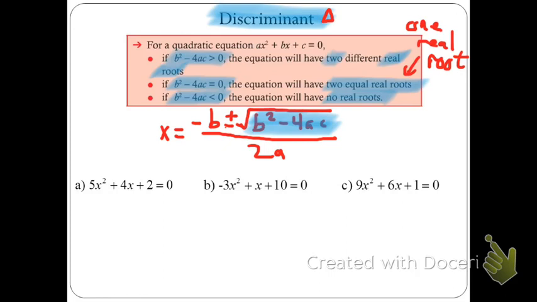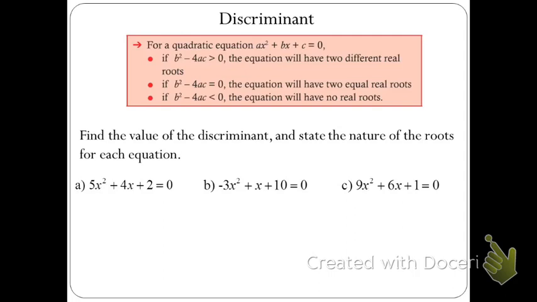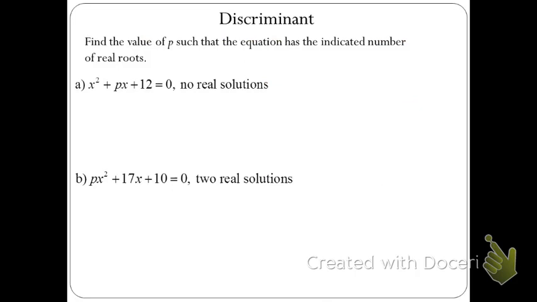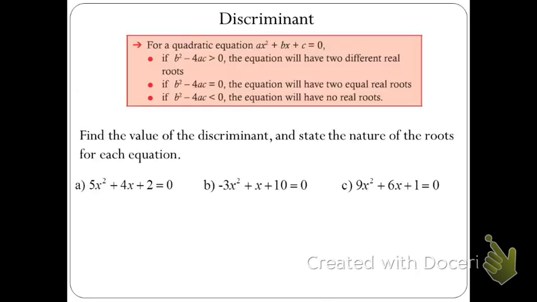Alright, I'd like you to do some things with discriminants now. You see these 3 equations below. For each of those equations, I'd like you to find the value of the discriminant and then state the nature of the roots for each equation. When I say state the nature of the roots, I mean, are there 0, 1, or 2 roots? And are they real or are they not real? Make sense? Alright, go ahead. It's just as simple as finding b squared minus 4ac for each of them. Check your work when you're done.